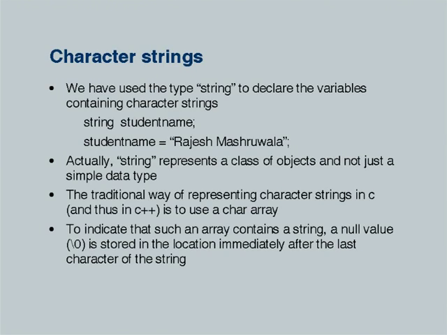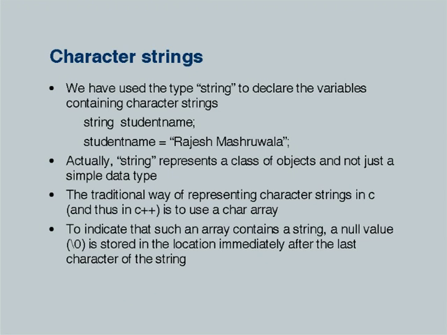So please note that the strings that we used were a different kind of items altogether. They were not variables really, they are objects. They are instances of an object class called string. But in terms of the variables like integer, float or whatever, what we have are the characters. Now using these characters, can we make strings? The answer is yes, and traditionally C, C++ strings have been made out of such things only. So far we have used the type string. For example, we say string studentName, and we say studentName is equal to, let's say, Rajesh Mashruwala. You all remember this kind of assignment? This is a string in the C++ string object sense. So actually, string represents a class of objects and not just a simple data type.